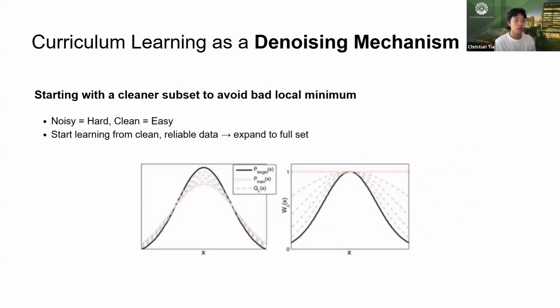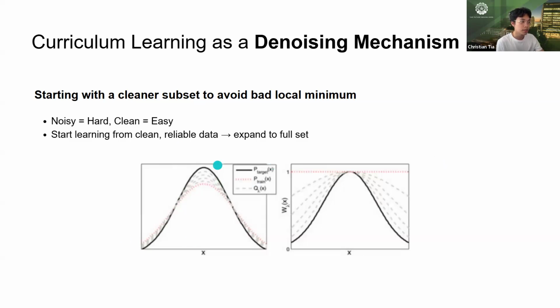And next, you could think of curriculum learning as a denoising mechanism. Here you start with a cleaner subset to avoid bad local minima. You consider noisy data as harder and cleaner data as easy. The idea is that if you start from cleaner, reliable data and slowly expand to the full set, then you are able to generalize the cleaner information, or the target distribution, better.